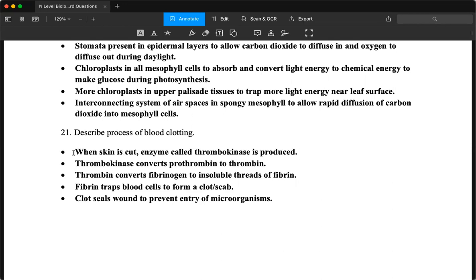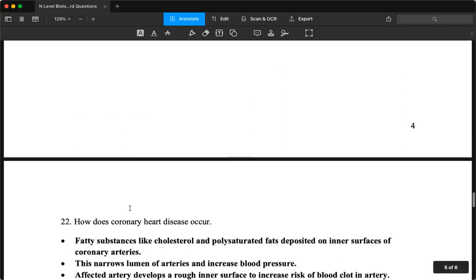So when the skin is cut, this enzyme called thrombokinase is produced and it will convert your prothrombin to thrombin. This thrombin will then convert the fibrinogen to insoluble strands of fibrin. So there are 3 steps involved. Enzyme converts prothrombin to thrombin, thrombin converts fibrinogen to fibrin. And then this fibrin is the one that actually traps the blood cells to form the clot. So the clot is fibrin in the 3rd step. And then the clot will seal the wound to prevent entry of microorganisms.